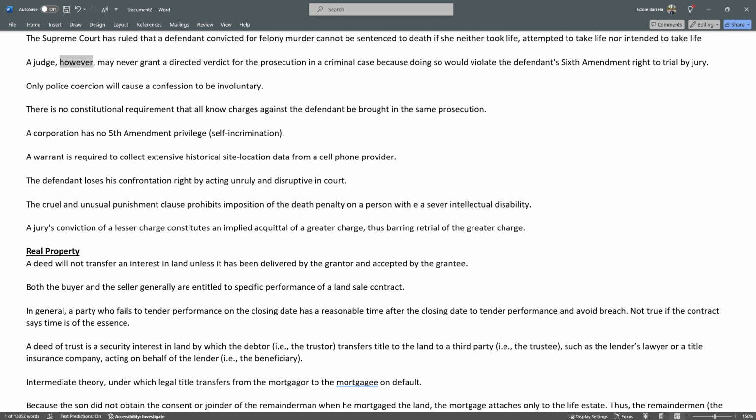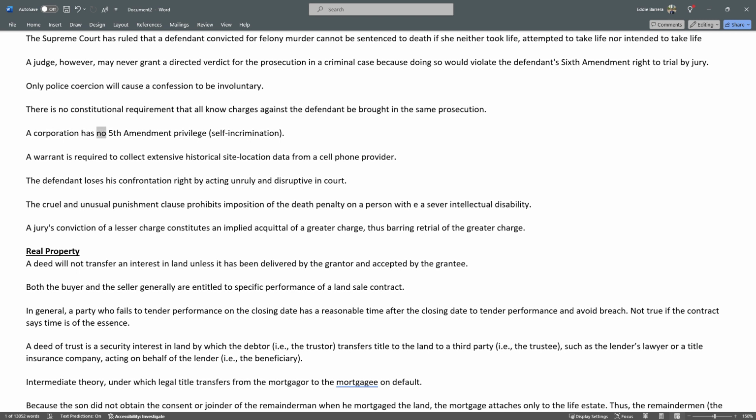A judge, however, may never grant a directed verdict for the prosecution in a criminal case, because doing so would violate the defendant's Sixth Amendment right to trial by jury. Only police coercion will cause a confession to be involuntary. There is no constitutional requirement that all charges against the defendant be brought in the same prosecution.